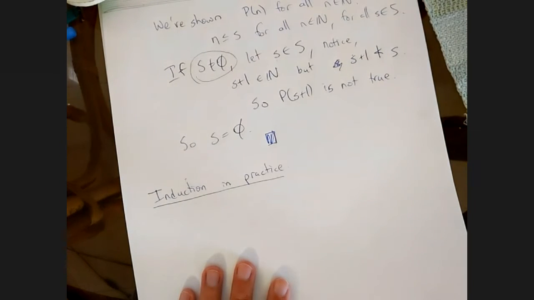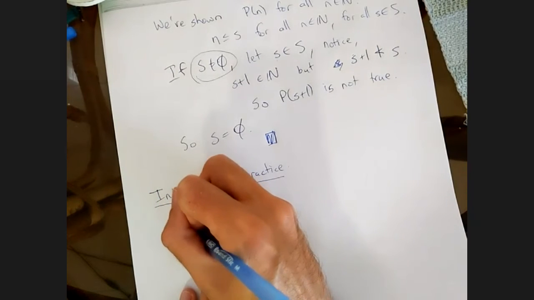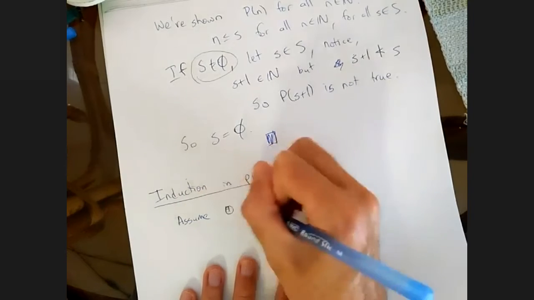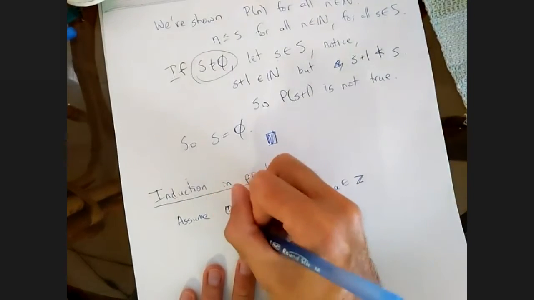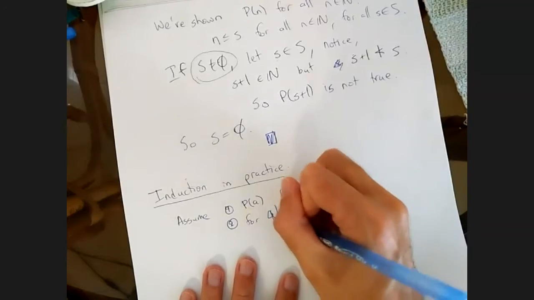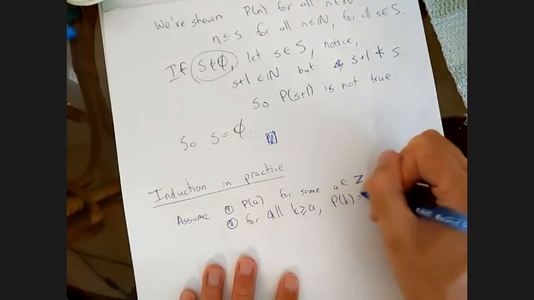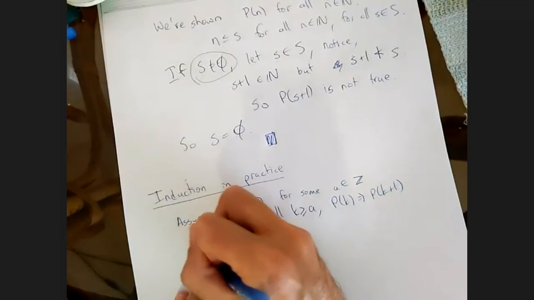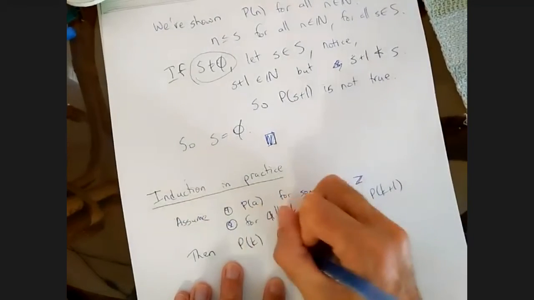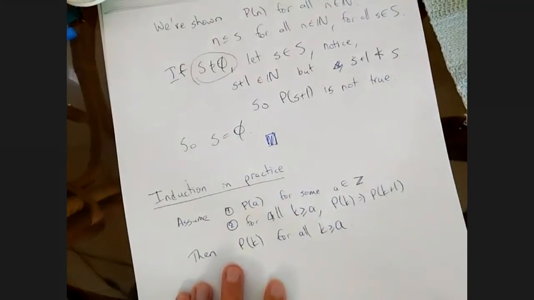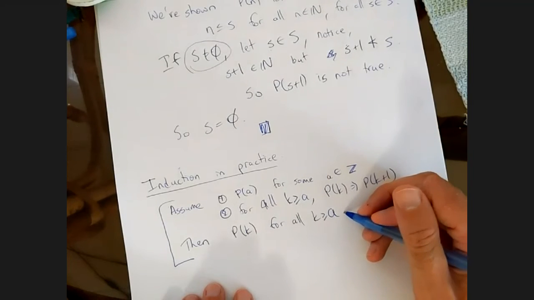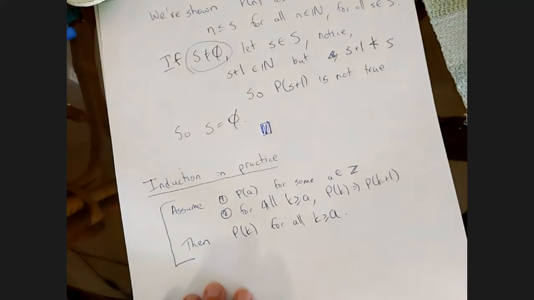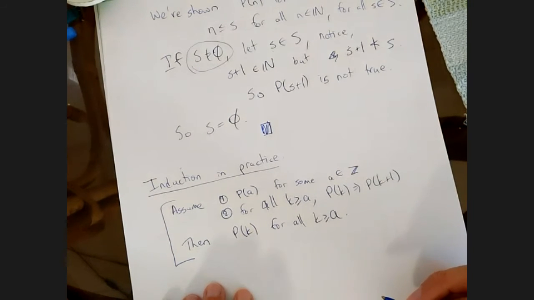It can come in the form like: assume one, P of A for some integer A, and assume two, for all K bigger than or equal to A, P of K implies P of K plus one. Then P of K for all K bigger than or equal to A. Okay, so that's one form. And it just means the base case is not P of zero. The base case might be like P of five or something. And you can also prove this by regular induction.